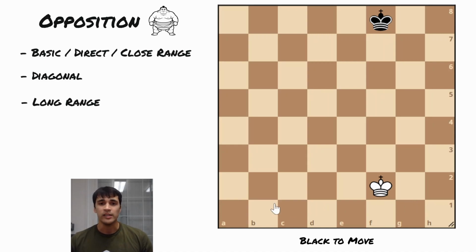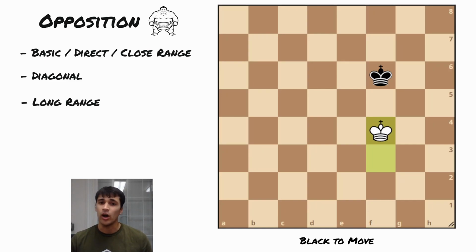And if we walk the kings in closer, we see that this is the same as our basic opposition. So here we have black to move, so white has long range opposition. And if we walk them in closer, we see it's the same as our close range opposition, where black to move, white has the opposition.